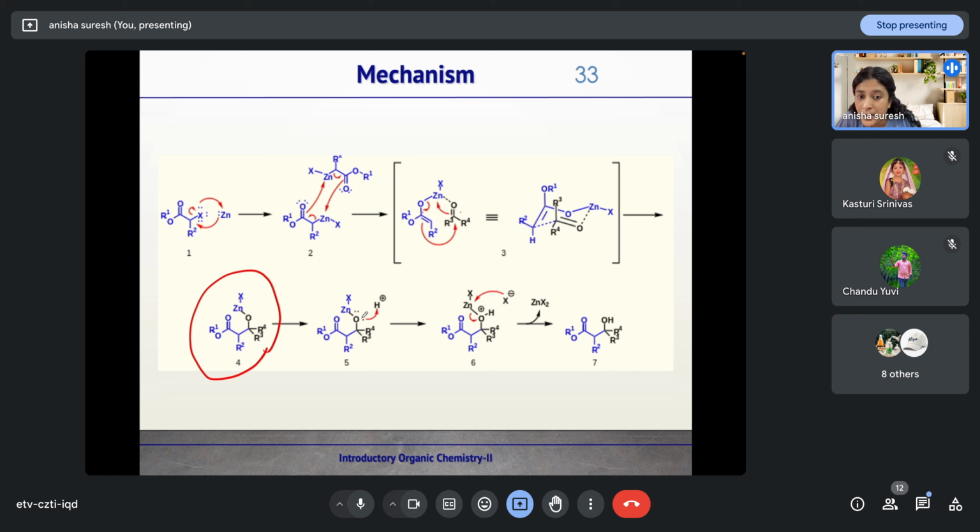Now what will happen? This oxygen will abstract the proton, leading to formation of this intermediate. And once X minus, that is any halide source, attacks the zinc, it will be removed and we will get this beta hydroxy carbonyl compound. So this is the general mechanism of the Reformatsky reaction.